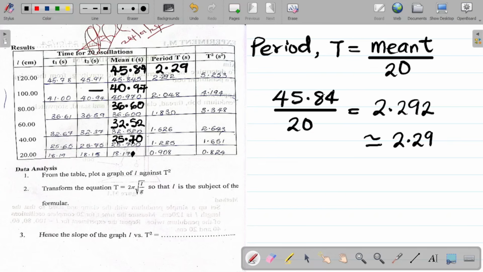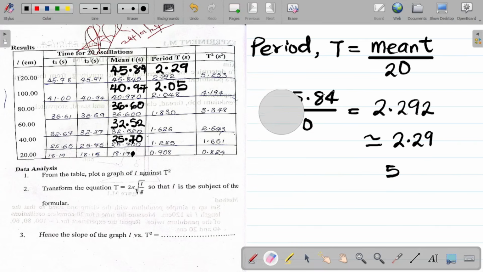Let's get the next one. This would be 40.97 over 20. 40.97 divided by 20 is approximately 2.05 in 2dp. So this is equal to 2.05 in 2dp.